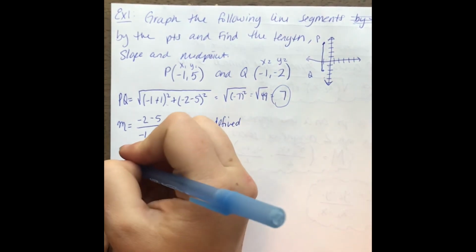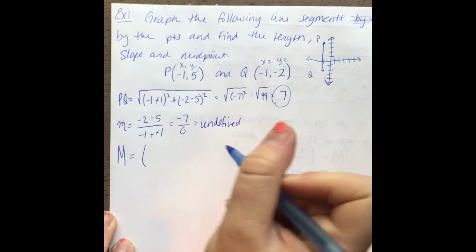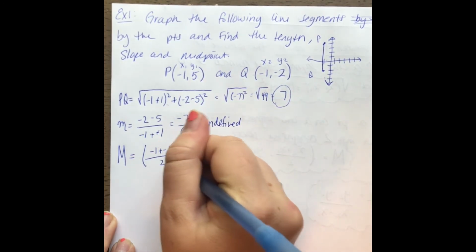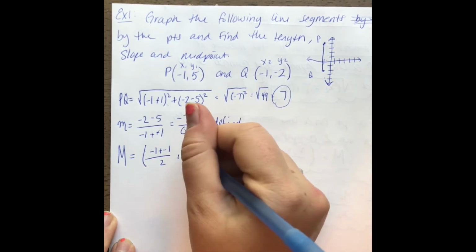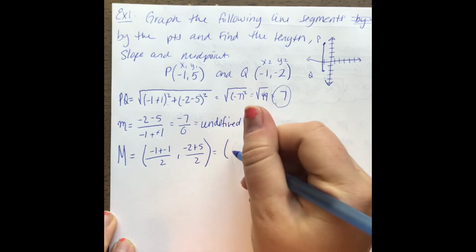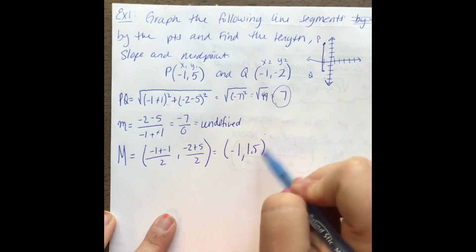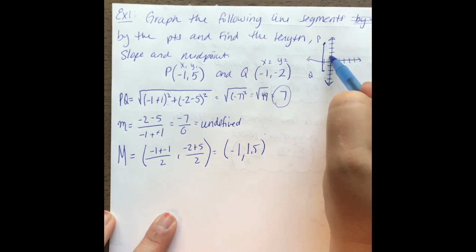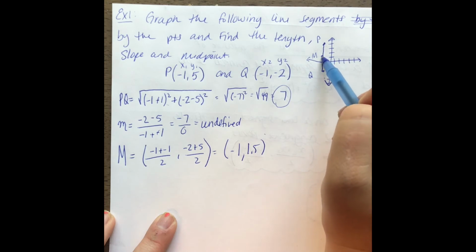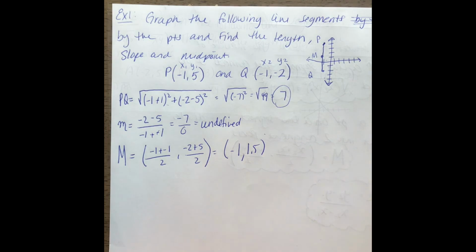And last but not least, the midpoint, which is a big capital M. You're going to add the x's, negative 1 plus negative 1, divide by 2, and add the y's, negative 2 plus 5, over 2. And you're going to get negative 1, 1.5 as the midpoint. And if you plotted it, negative 1, 1.5, and labeled it point M, you should see that point M is in the middle of points P and Q.